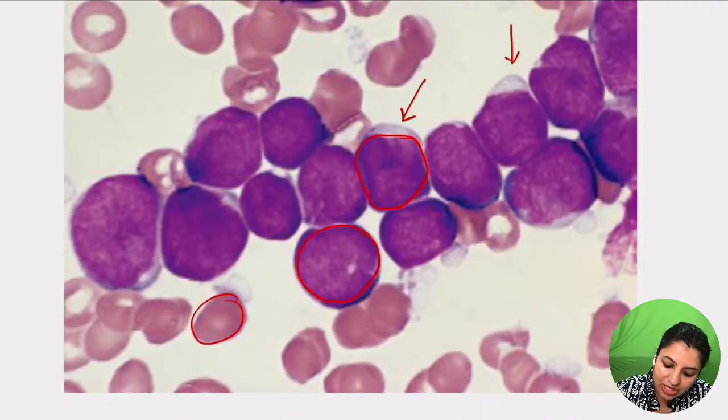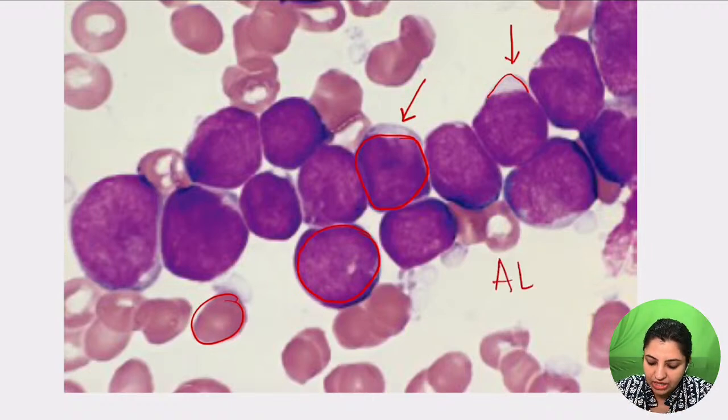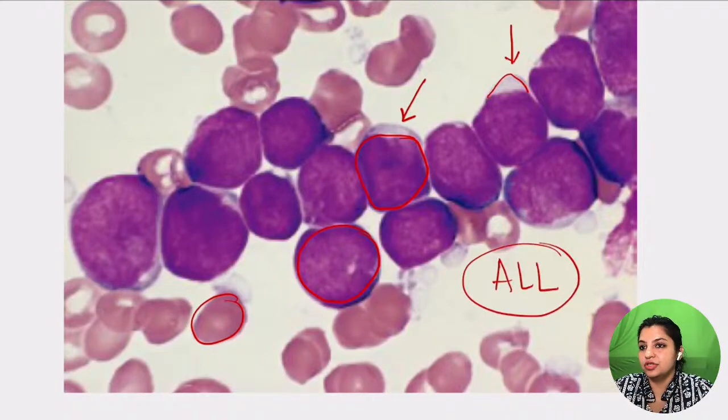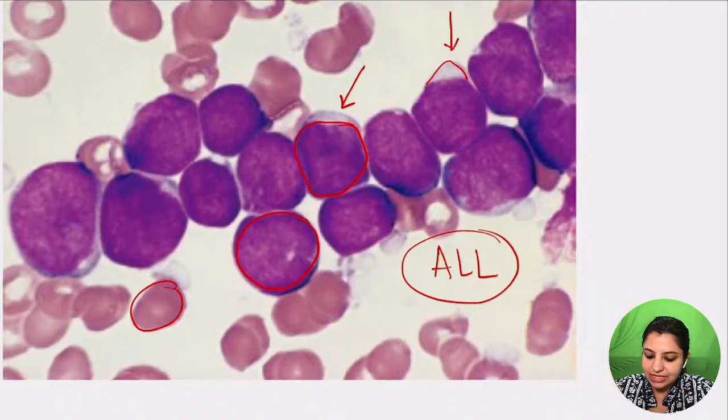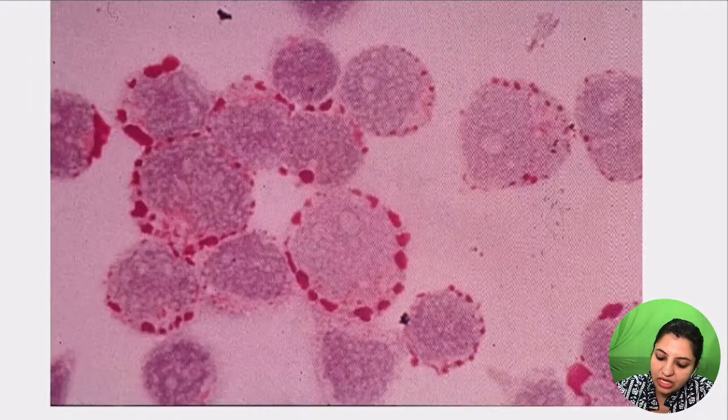Look at this cell, only the cytoplasm is projected from the edges. These are hand mirror cells. This is a very typical morphology of ALL, very classical morphology of ALL. That's how an ALL blast looks. Now, what is the next test? Special test.